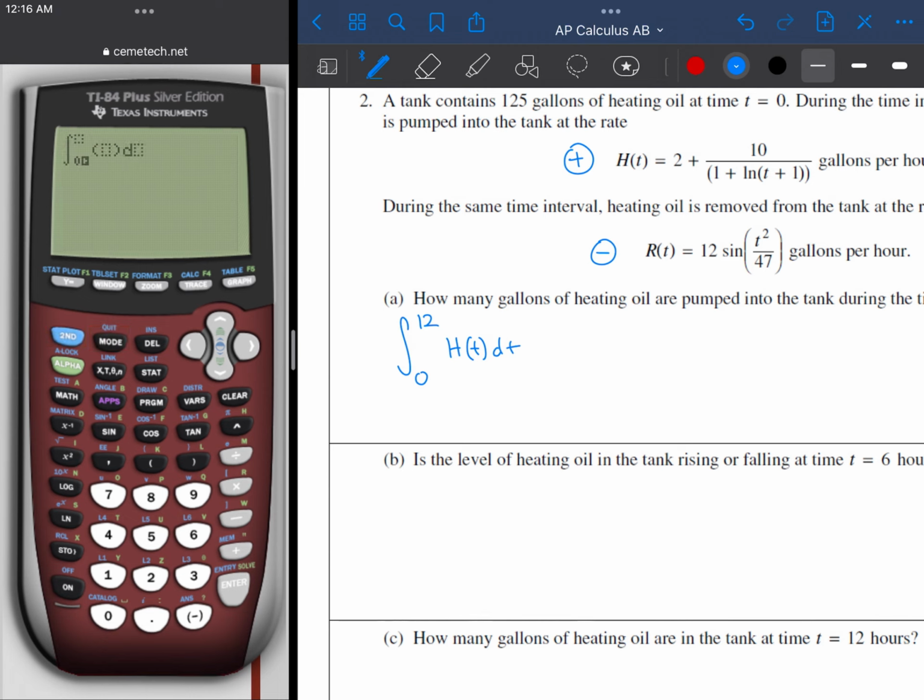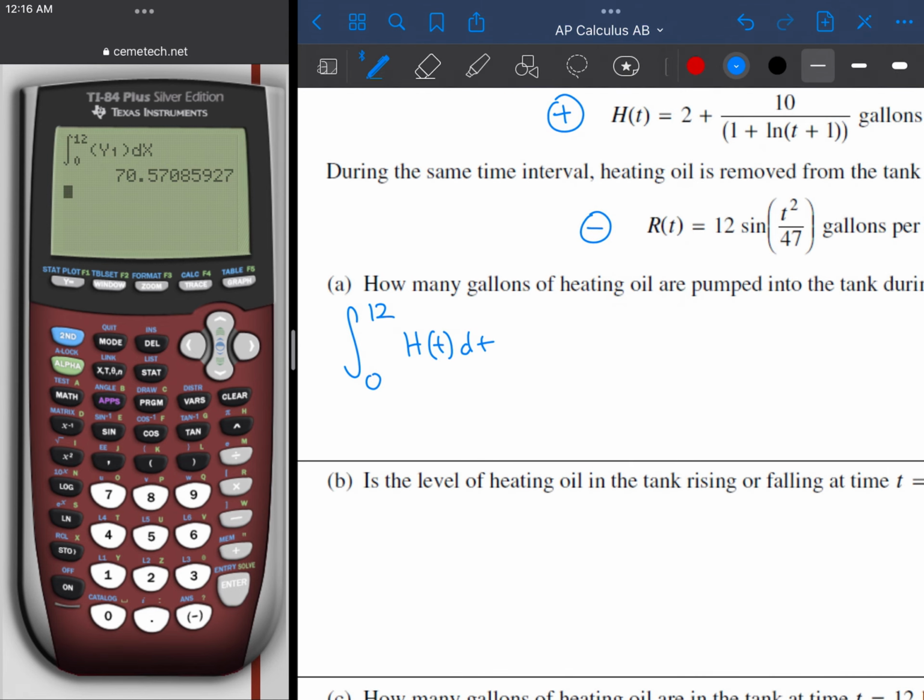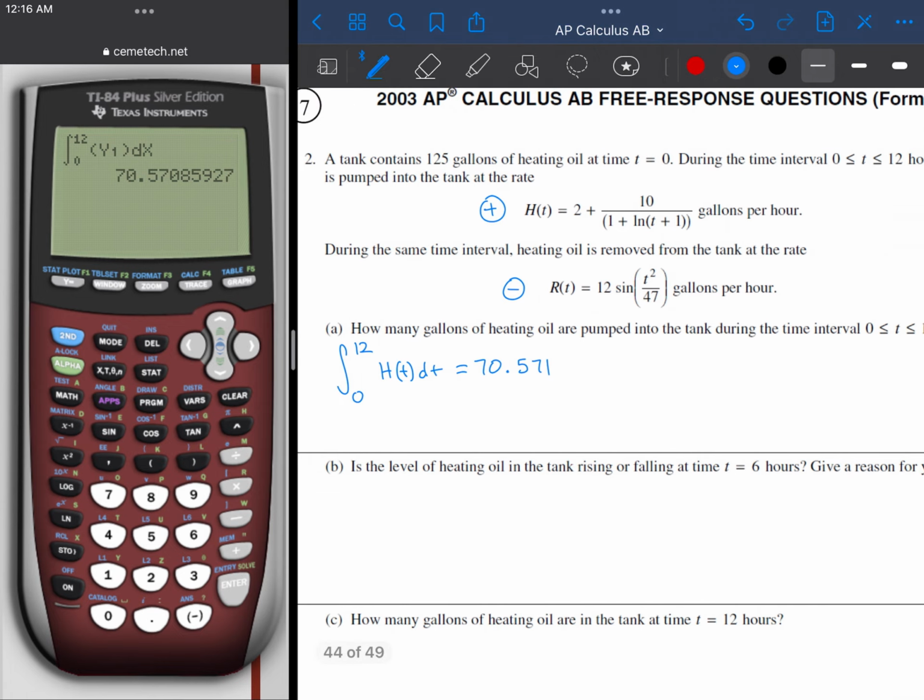And now that I've graphed this, I can get rid of this on the calculator. I can do math 9, 0 to 12 of vars right, enter only y1, with respect to x, and we get our answer. This should be, yep, 70.571 if I'm rounding correctly. So this is going to be equal to 70.571.